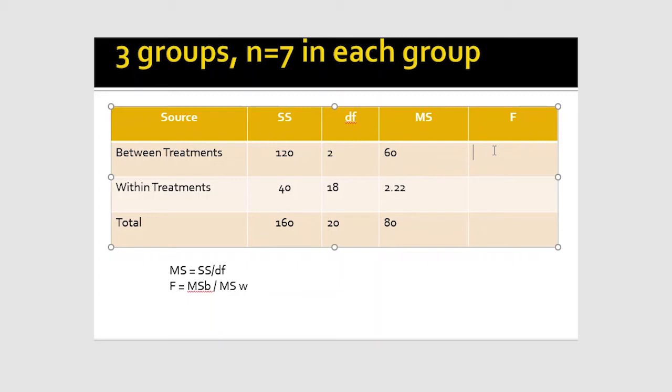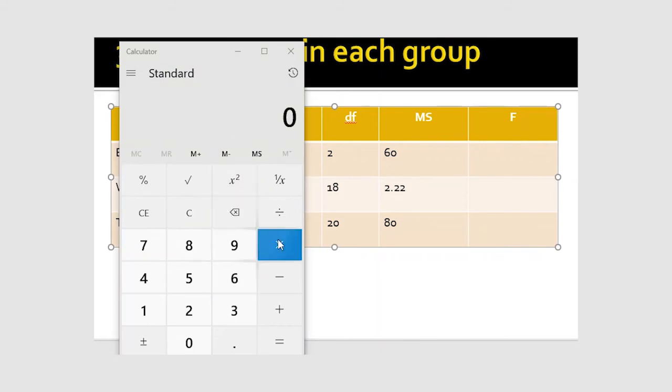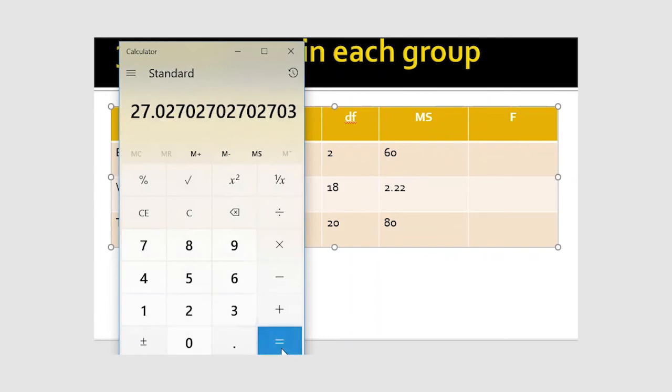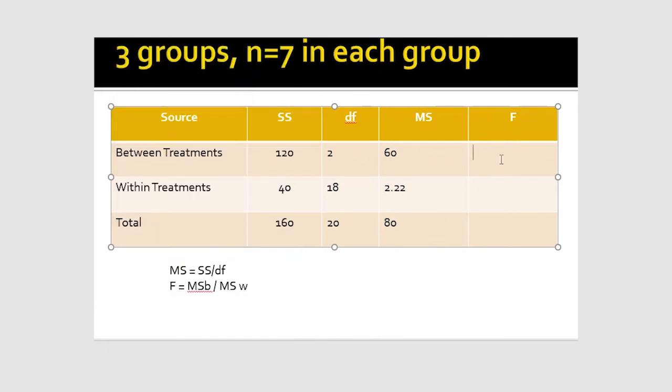And then our F ratio, how do we get that? Remember that F is just the mean square between divided by the mean square within. So here's our mean square between, divided by our mean square within. We'll need a calculator for this one as well. So 60 divided by 2.22 gives us 27.03 if we're rounding.